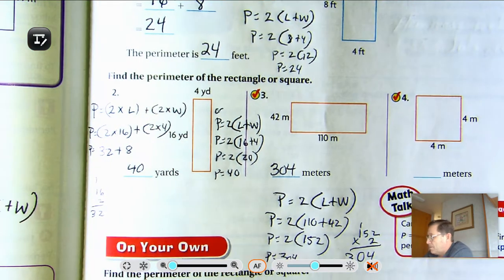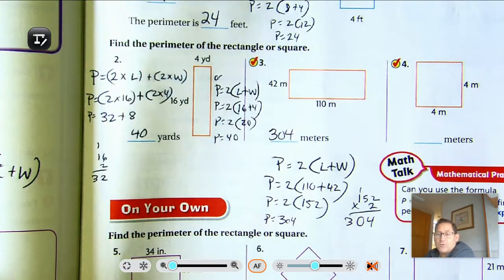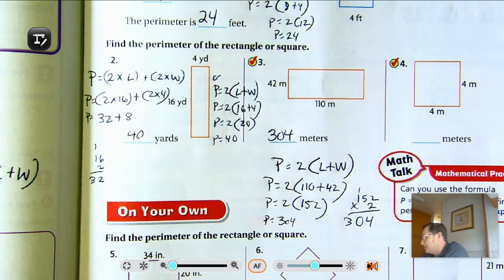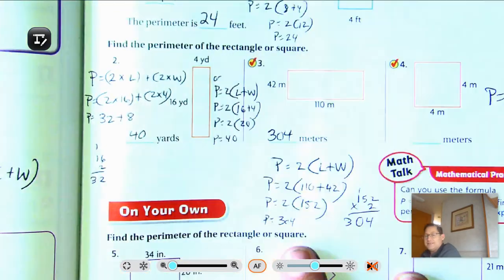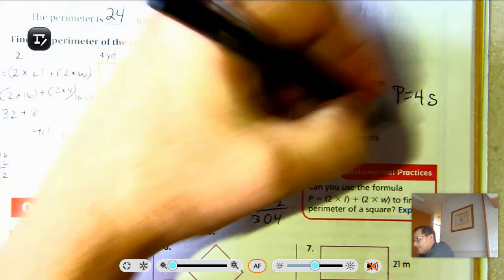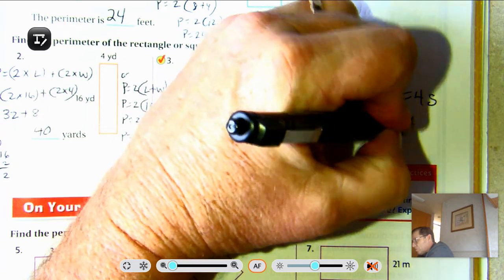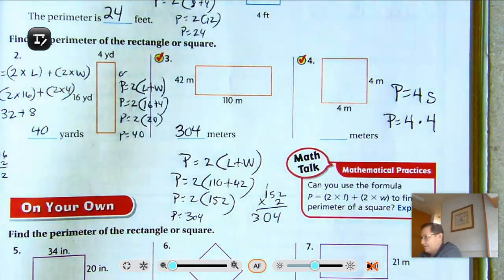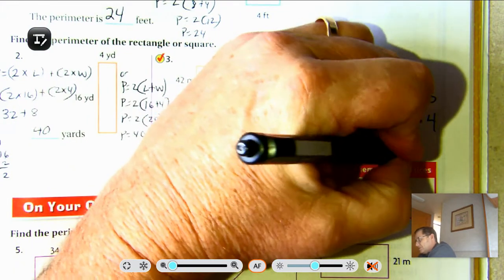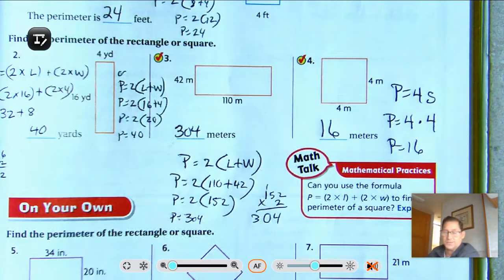All right, number 4 is a square. All the sides are equal. So we're going to say P equals 4 times S. If you could see it, 4 times S. So P equals 4 times 4. So 16 meters.